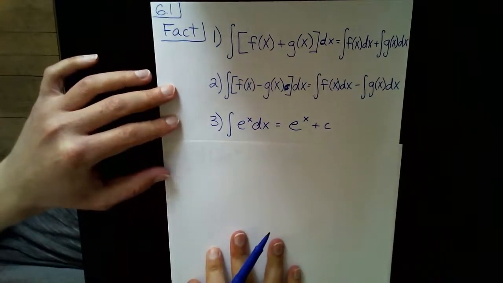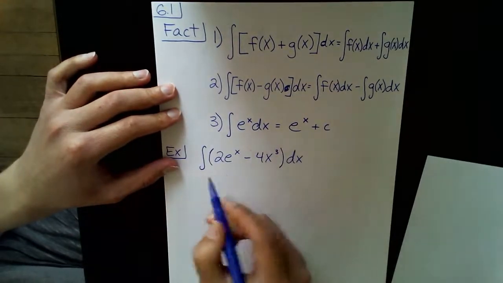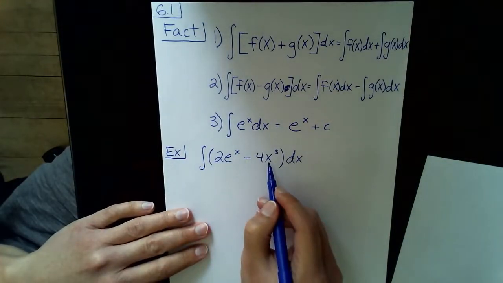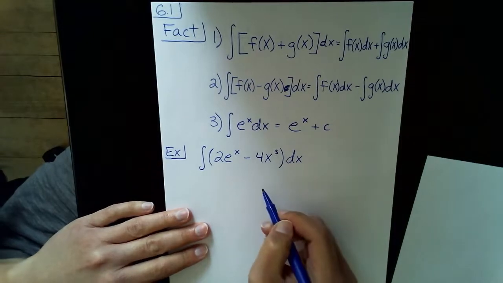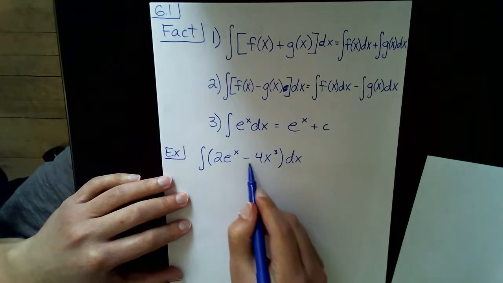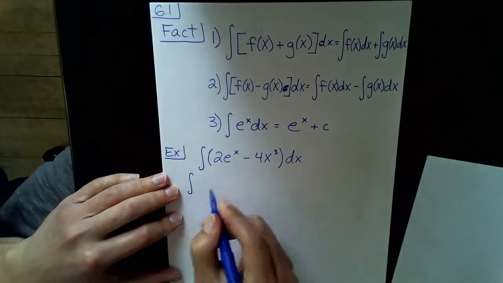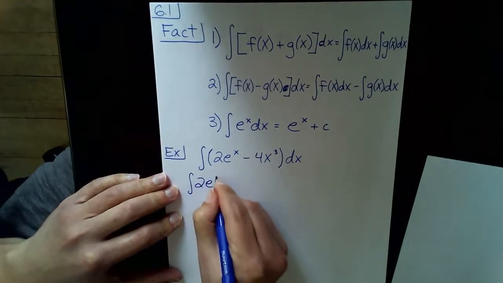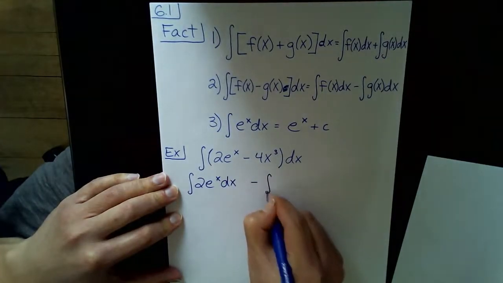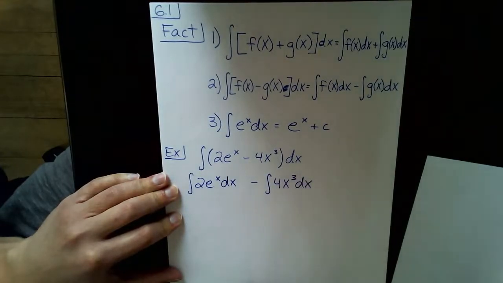Okay, so continuing on from there, let's go ahead and try an example. We have the integral of 2e to the x minus 4x cubed dx. The first thing we can do here is separate this because we have subtraction. We'll get two integrals, the integral of 2e to the x dx minus the integral of 4x cubed dx.